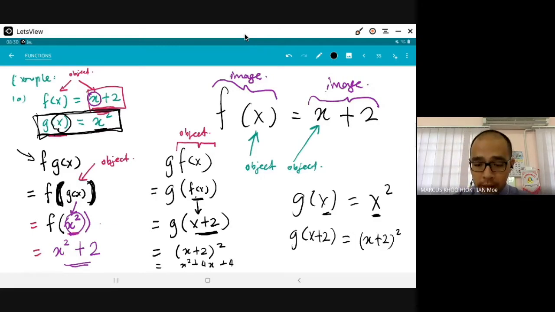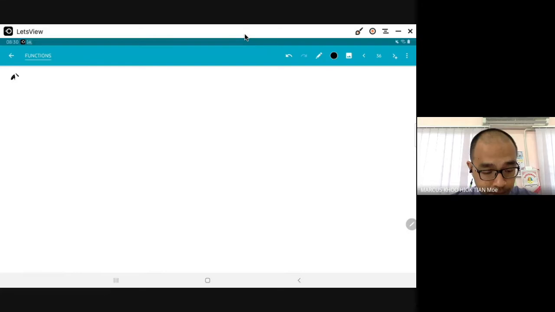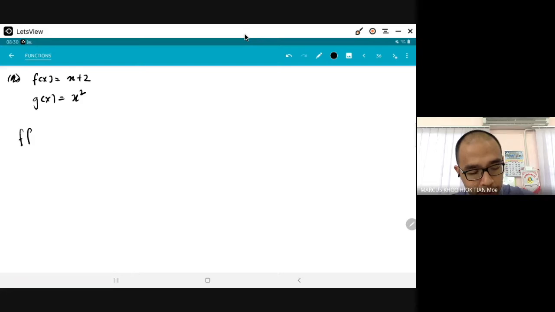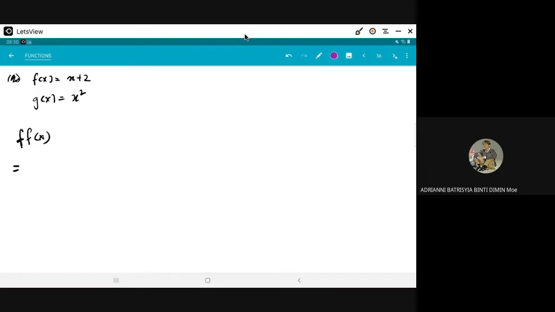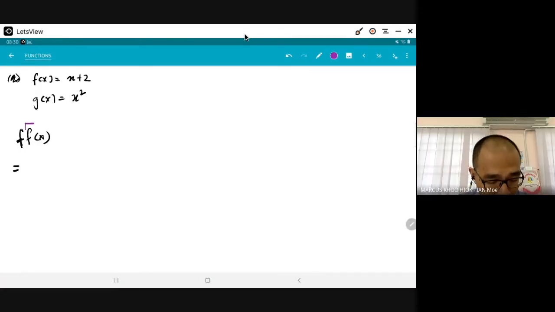Now what if I use the same function. f(x) is x + 2 and g(x) is x squared. I use the same function, except that now I do f(f(x)). I changed it like this. A bit weird looking, but it's okay. Think of the same principle. What is the object in this composite function? Anybody? In this composite function, what is the object? F. Okay, very good. So f(x) is the object.